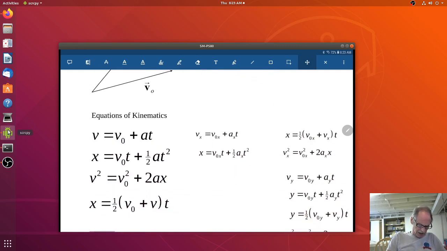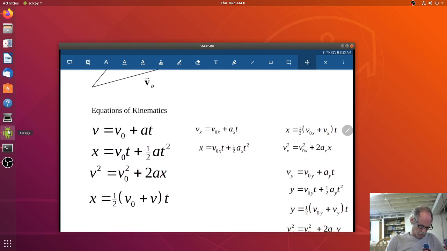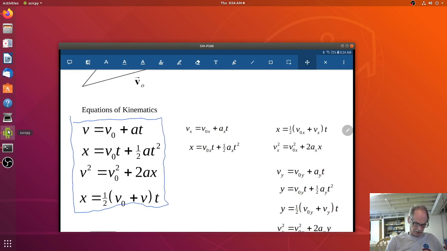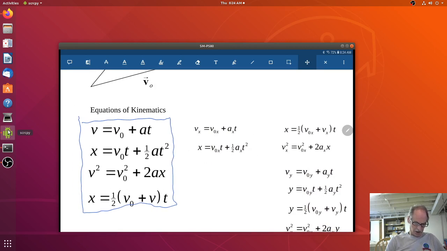Okay, now let's step back to Chapter 2 for a minute. Here are our four nice equations, one form of them anyway. Here's the v equals v naught plus a t equation. Here's the x equation. Here's the v squared equation. And here's the last equation.